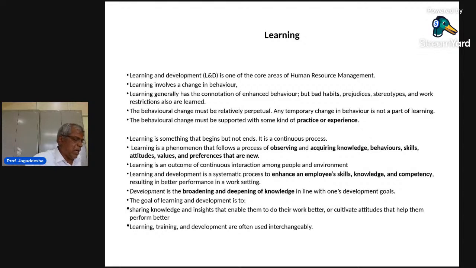Employee skill, knowledge, and competency. This is a process wherein employee skill, knowledge, and competency, including the behavior, will definitely play a very important role to see to it that all the people who have enriched themselves can perform better, especially the work assigned by the organization from time to time. This is the point to be remembered.